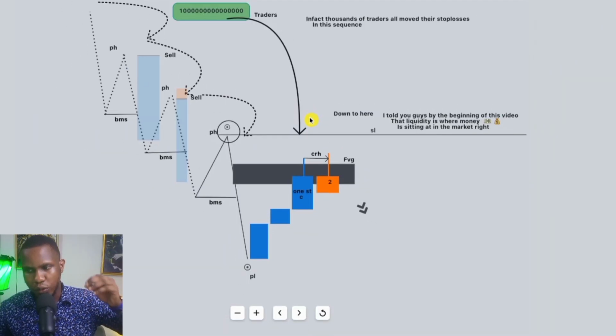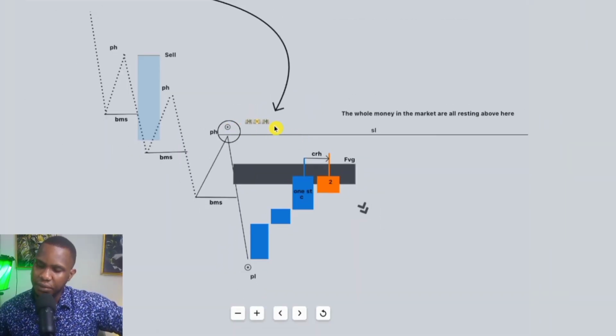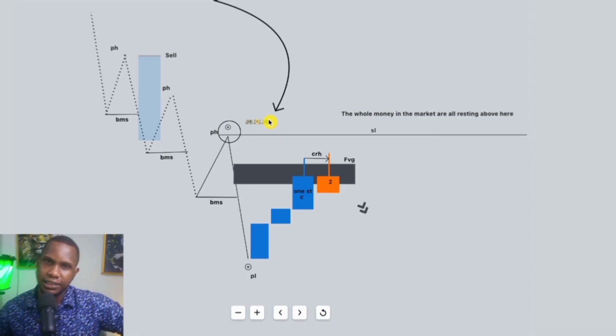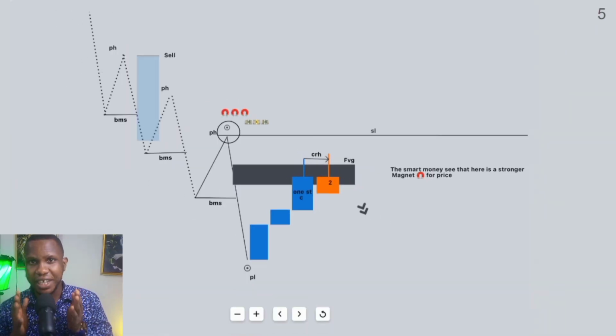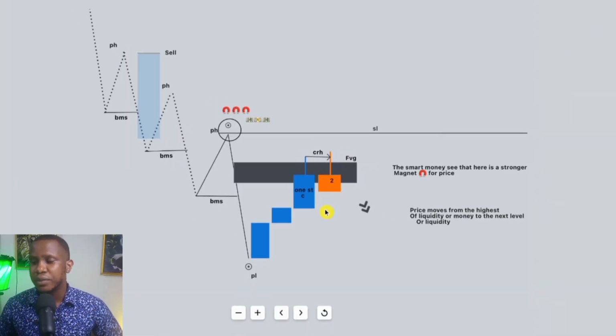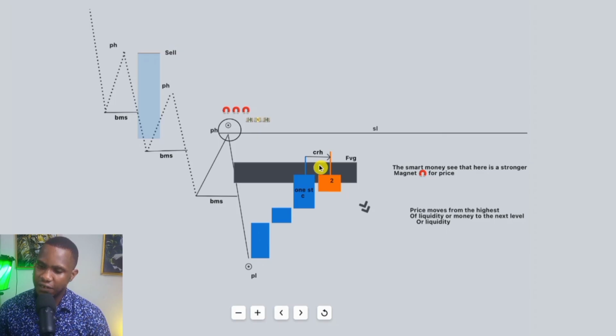Liquidity is where money is sitting in the market. The whole money in the market is resting above these highs. So the smart money sees this high here as a stronger magnet that will attract price to itself. This is mind blowing. This is where price moves. So price moves from the highest level of liquidity to the next level of liquidity.